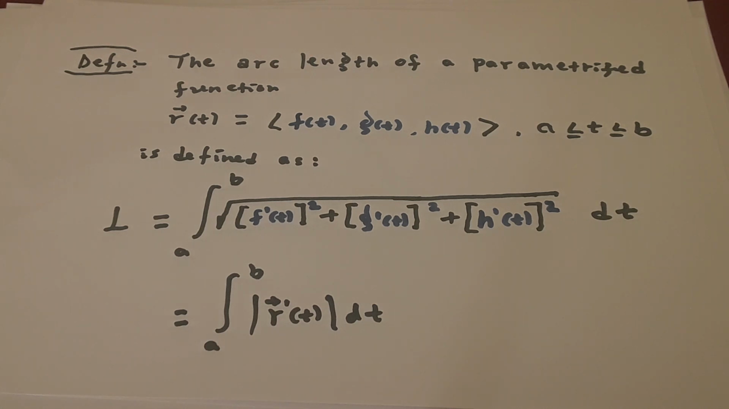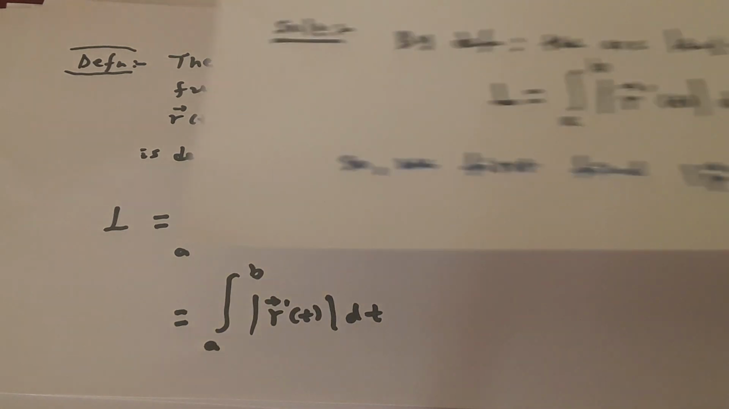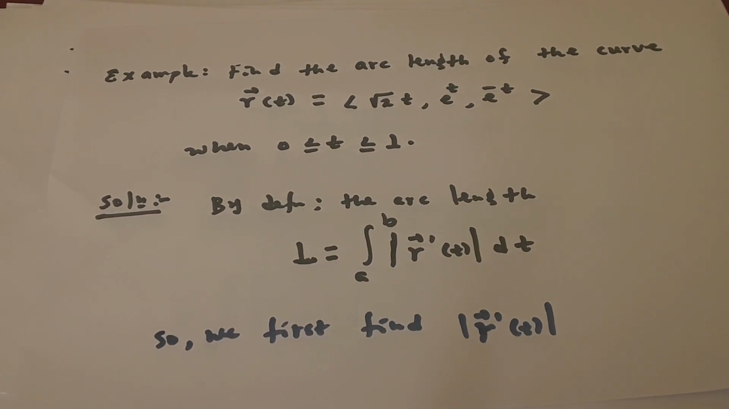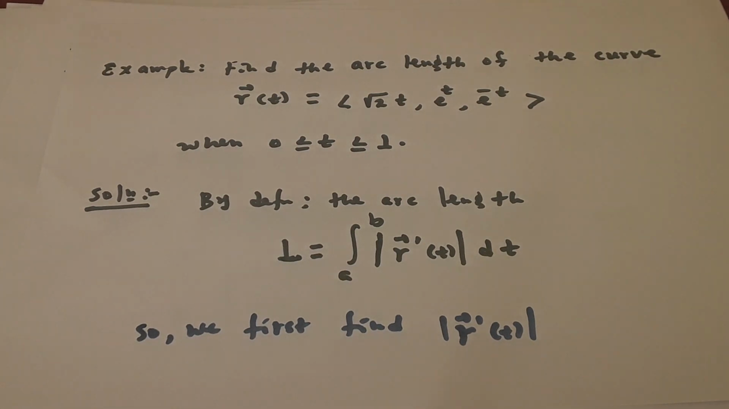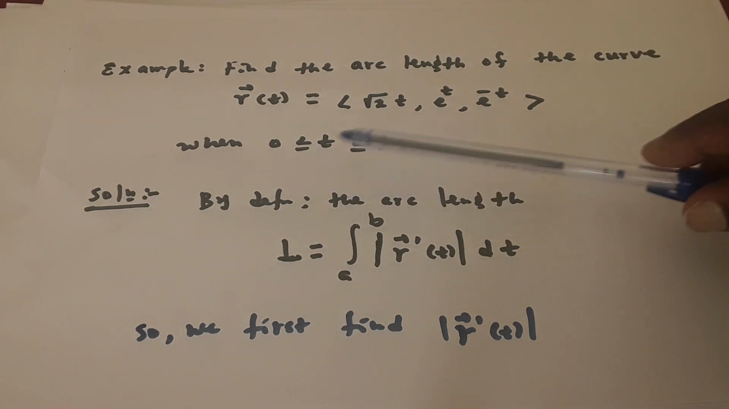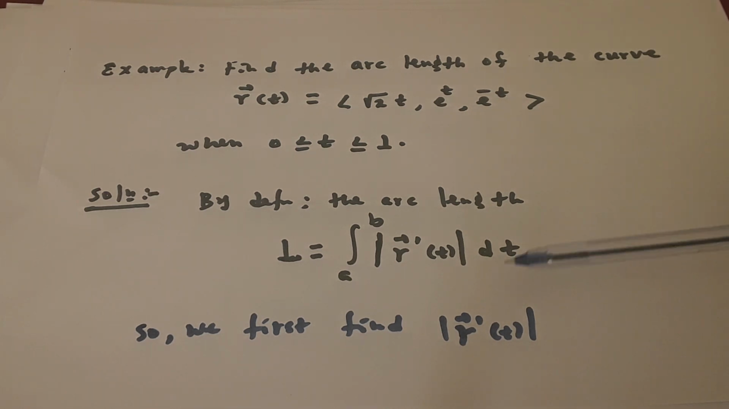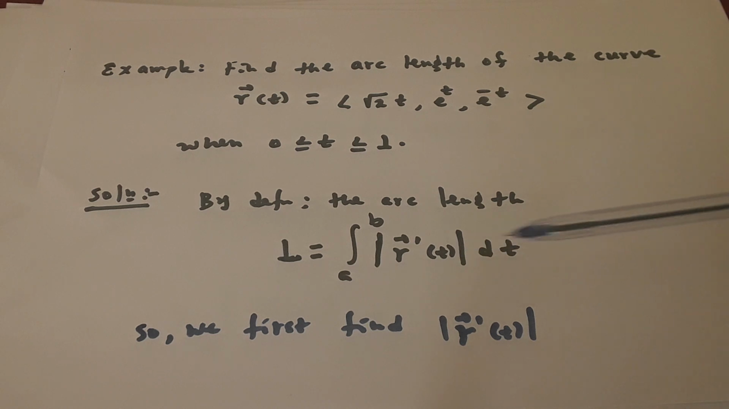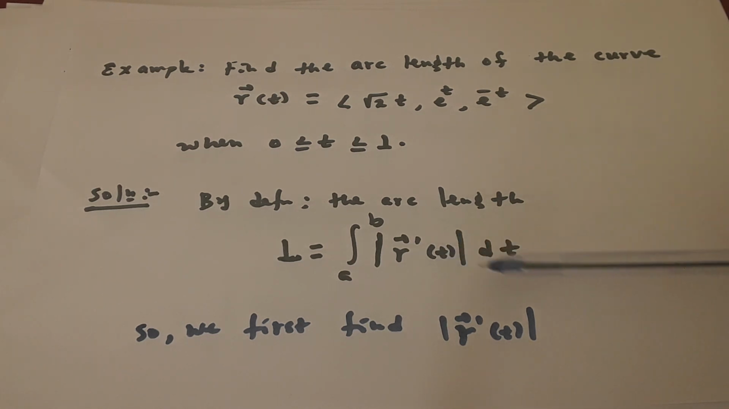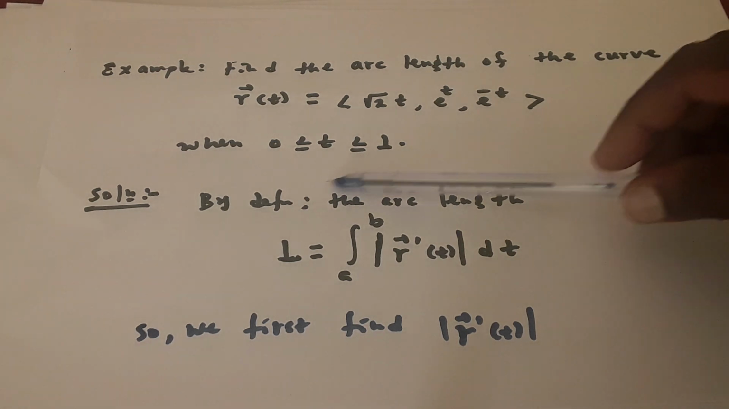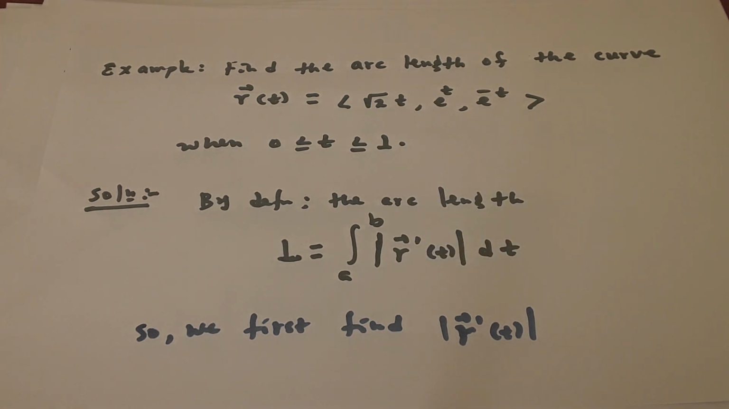Now let's develop the idea with the example. We have this: find the arc length of the curve r of t equals root 2 t, e raised minus t, when t lies in between 0 and 1. So we apply the definition. The definition was, from A to B, magnitude of r prime of t dt. So we first find the magnitude of r prime of t to compute this integration. A is 0, B is 1 in this case. So we need to compute the magnitude of r prime of t.